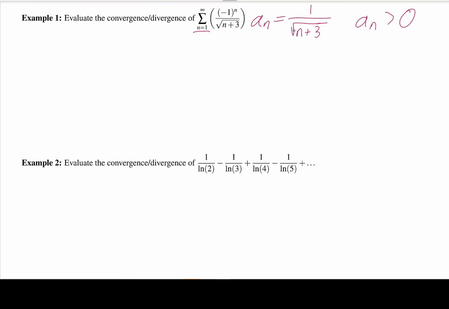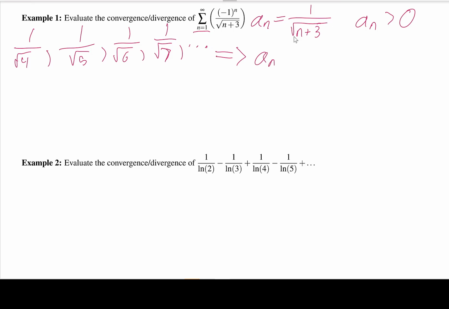So let's start looking at these. We'd have 1 over square root of 1 plus 3, so it'd be 1/2. Or we could just call this square root of 4. I think it'll be a little easier to see that way. And then we'd have 1 over square root of 5, 1 over square root of 6, 1 over square root of 7, and so on. We can see that our denominator is getting bigger and bigger each time, which means our fraction is getting smaller. So this tells me that a sub n is decreasing. That was the second thing we needed.